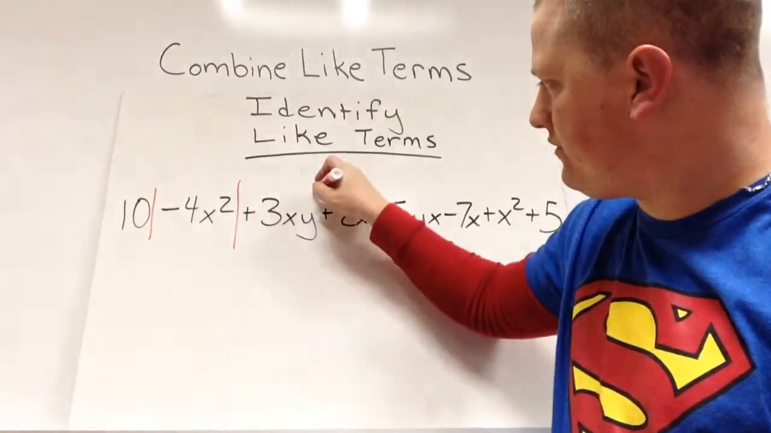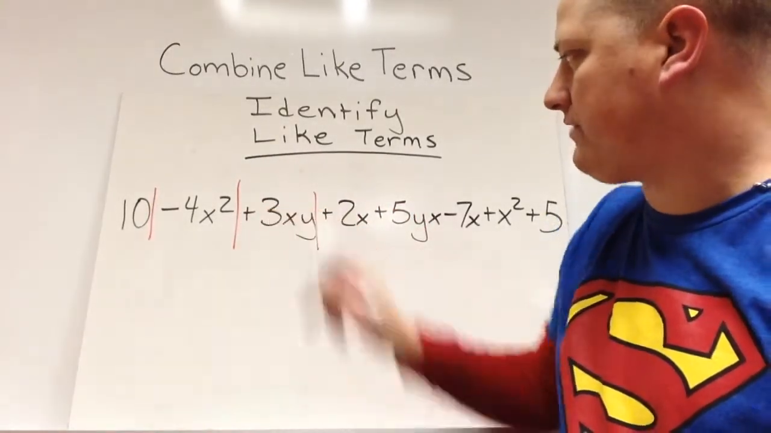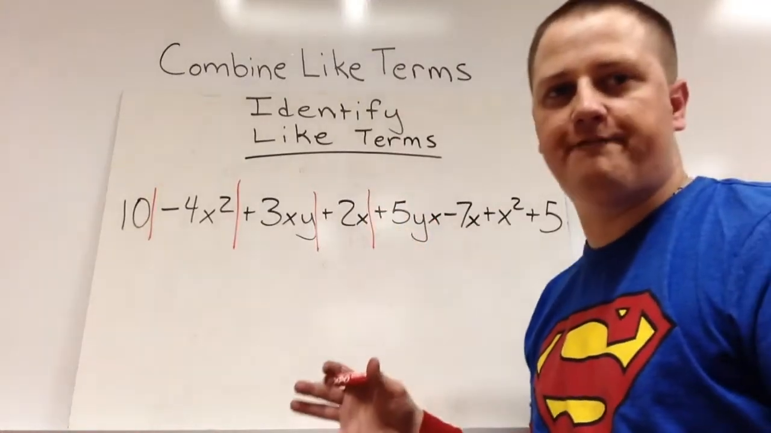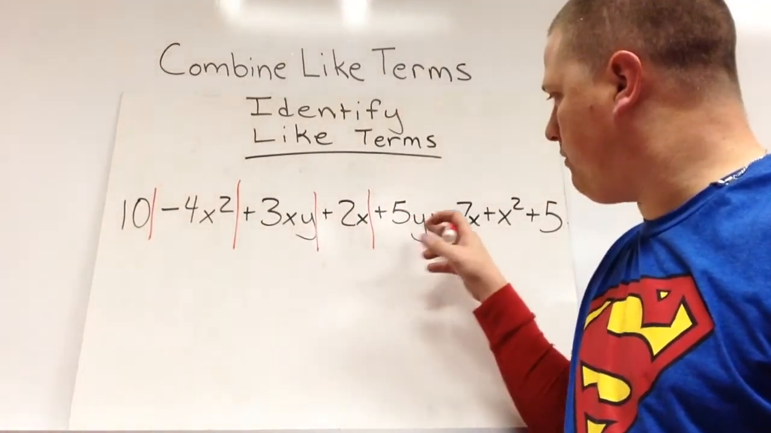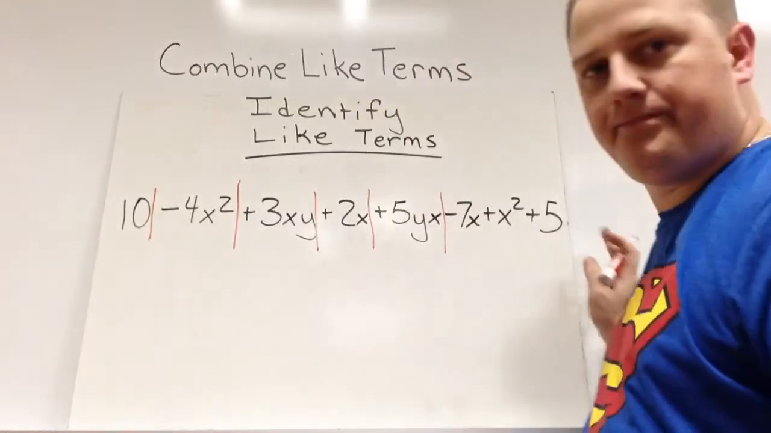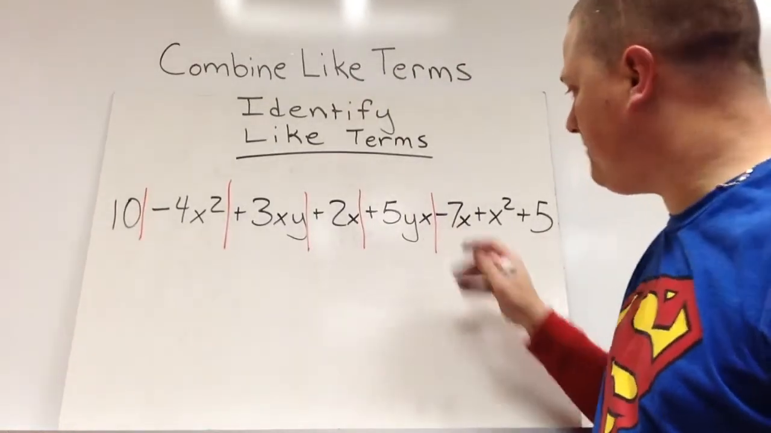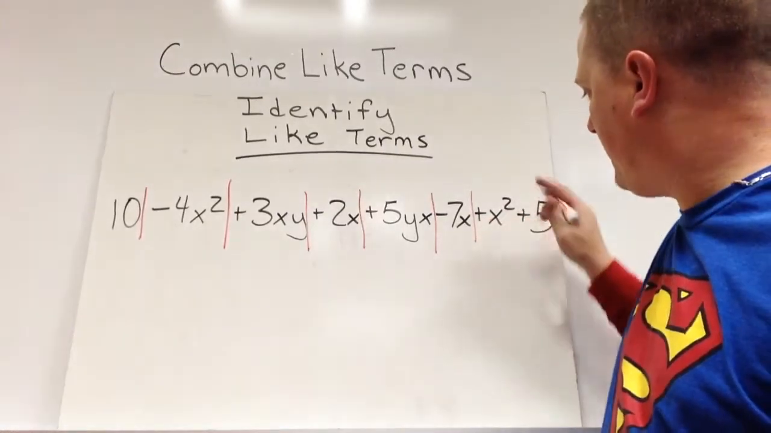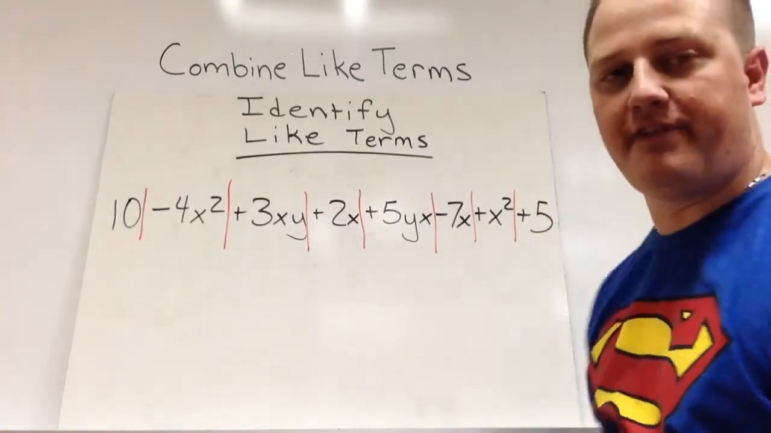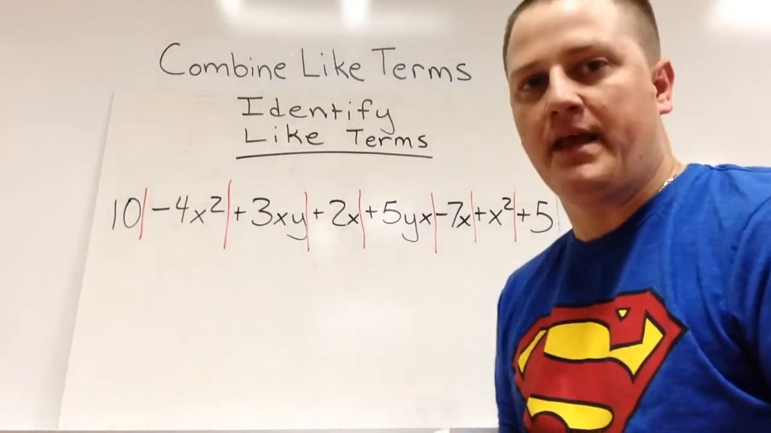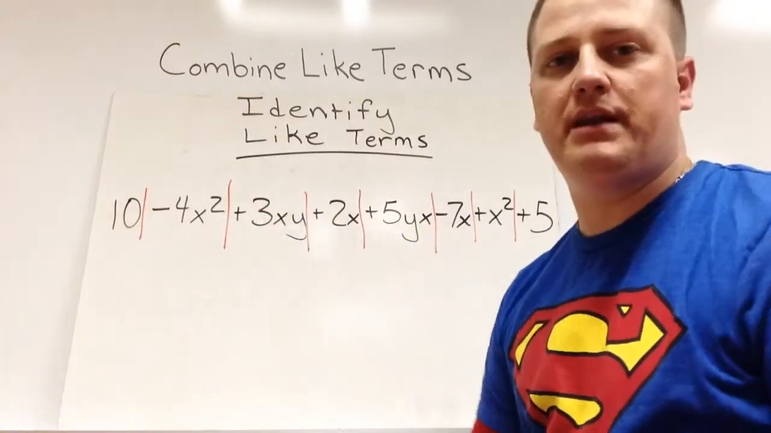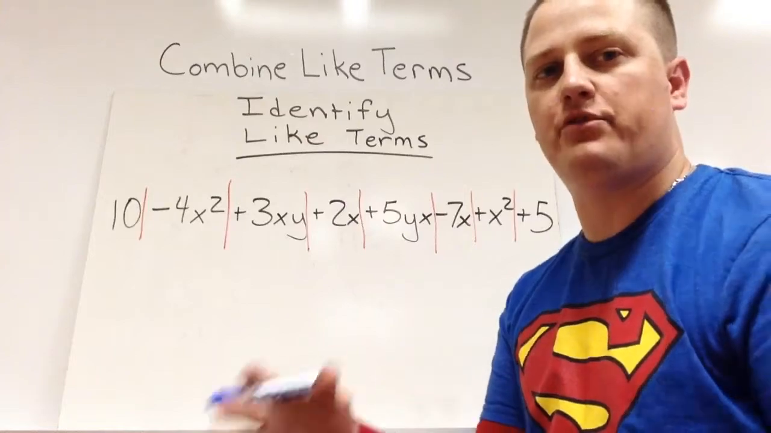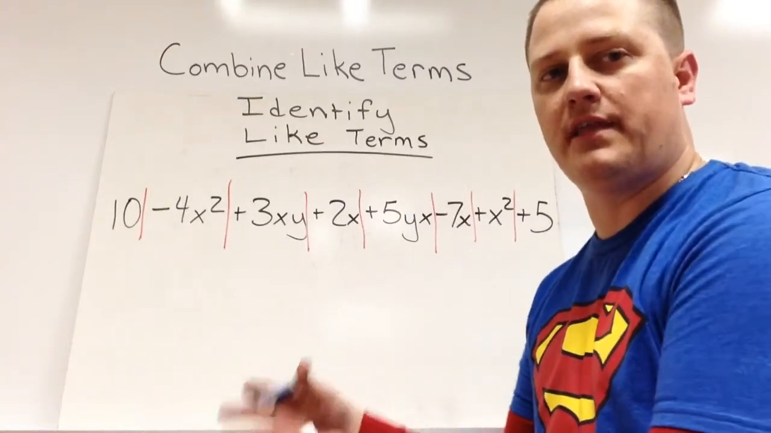Then here's our third term, the positive 3xy. Our fourth term is positive 2x. Our fifth term is positive 5yx. Our next term is negative 7x, and then we hit a plus sign, positive x squared, and positive 5 to end it. Okay, so these are all our terms. Now we need to figure out which ones are like. So I'm going to use the blue in different shapes to designate this one is like this one.